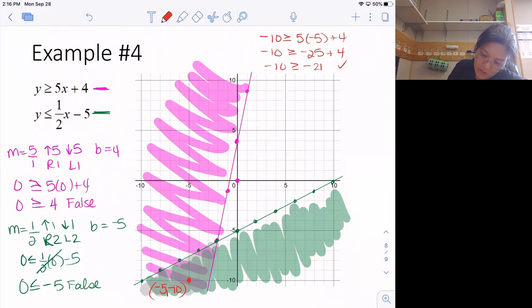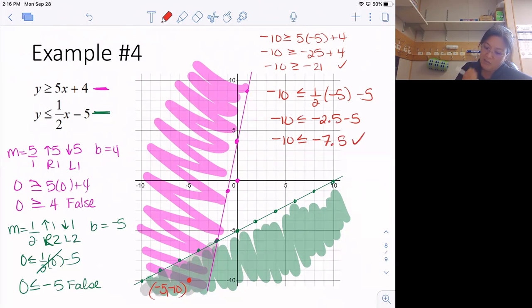Test it in the second equation. -10 less than or equal to 1/2 of -5 minus 5. -10 less than or equal to -2.5 minus 5. That's -10 is less than or equal to -7.5. That is also true. So that means that point does meet the conditions.